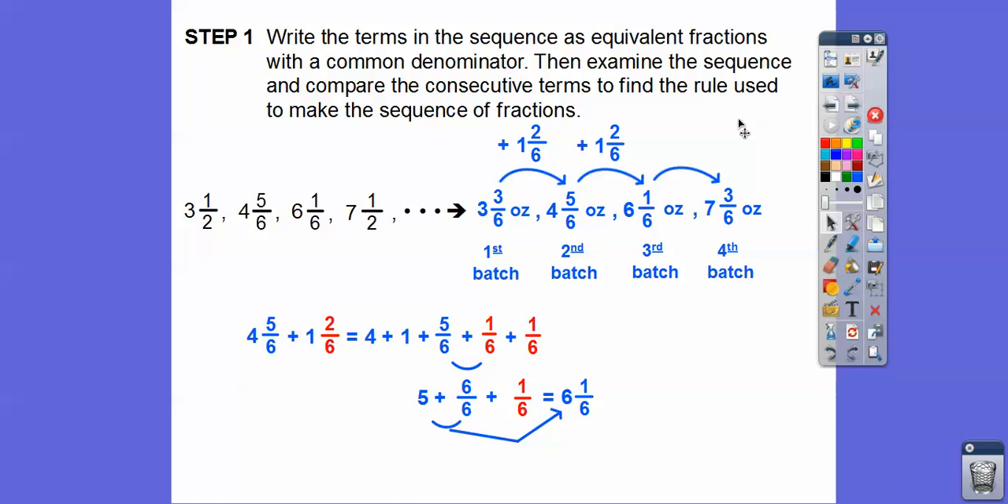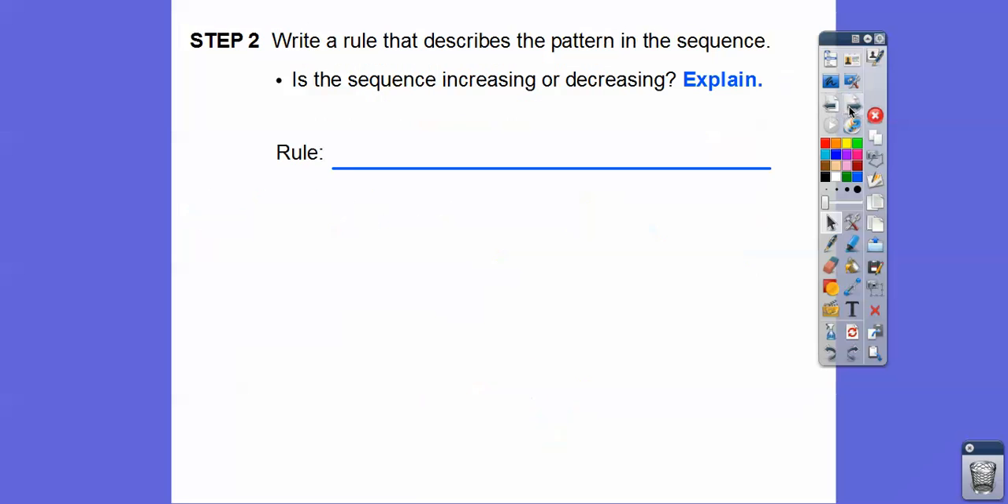Let's check to see if it's the same. 6 plus 1 is 7. 1/6 plus 2/6, yep, that's going to get us 3/6 right there. So there's our pattern. We're adding 1 and 2/6 every time.